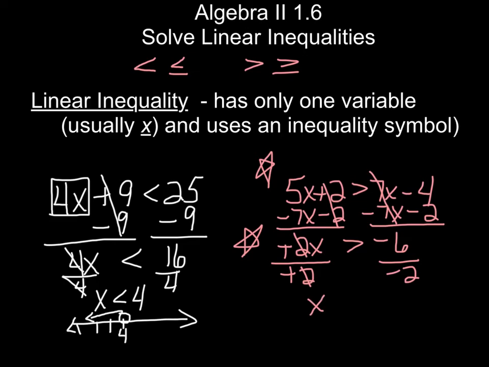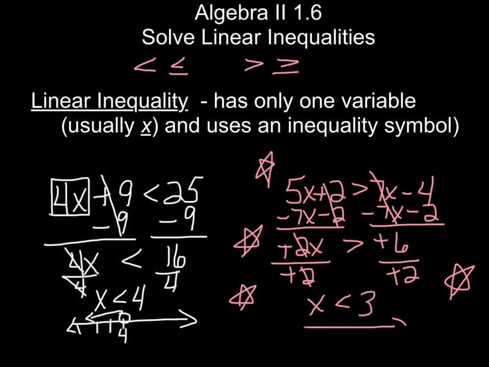But if it changed the sign here, this symbol must also change. Okay, it was greater than. Now it's going to less than. Huge, huge, huge. Very important. Look for that on the quiz. Okay. Negative by negative right here is a positive. 6 divided by 2 is 3.